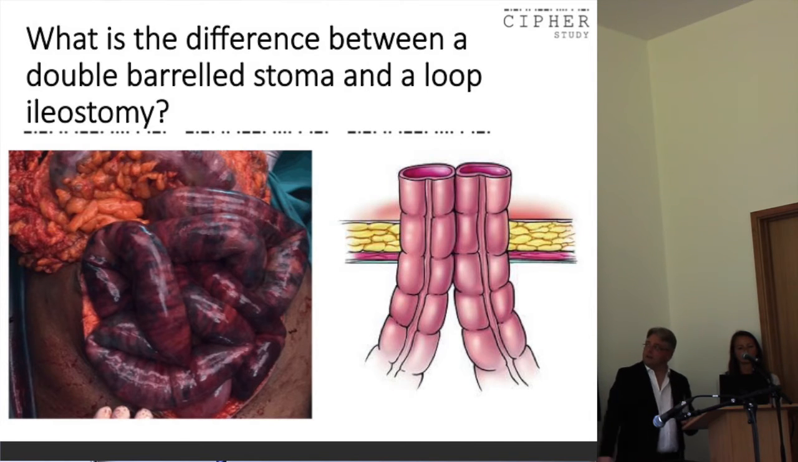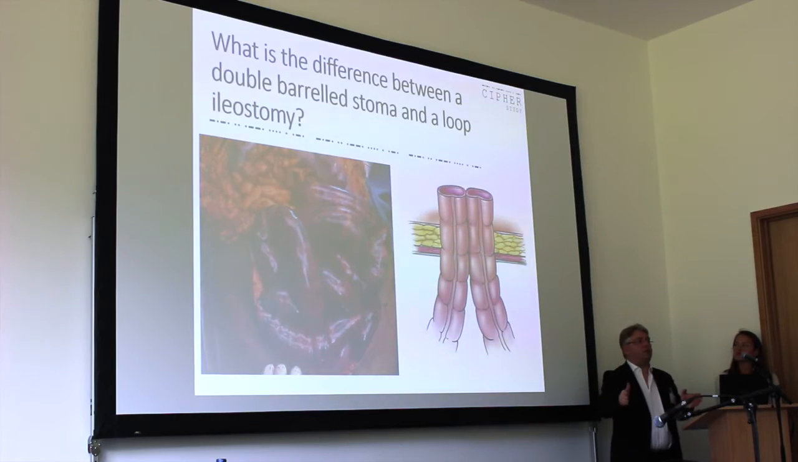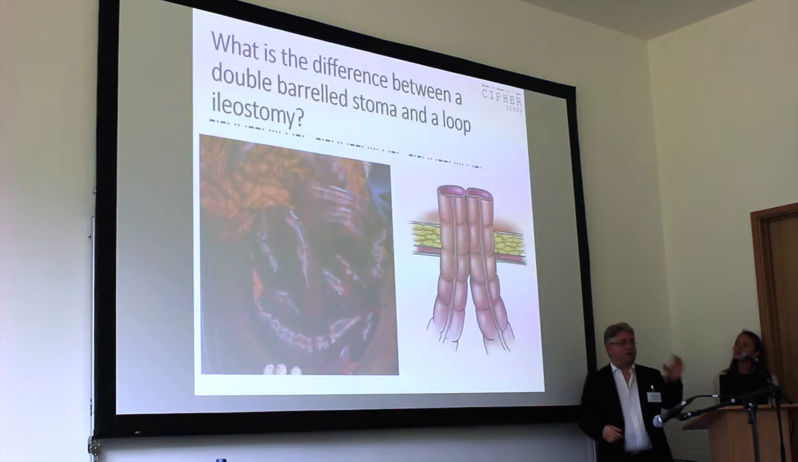In this instance, this person has a lot of dead guts. That's what dead bowel looks like when you do a laparotomy. Here, you chop that out, and you're left with an upstream end and a downstream end.